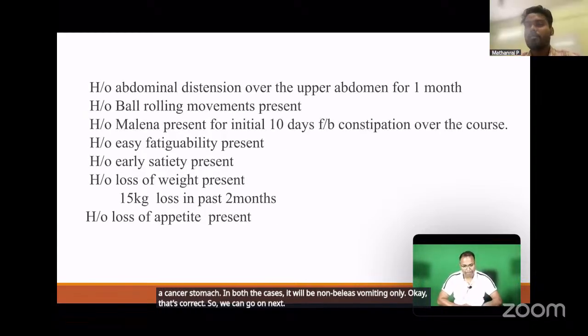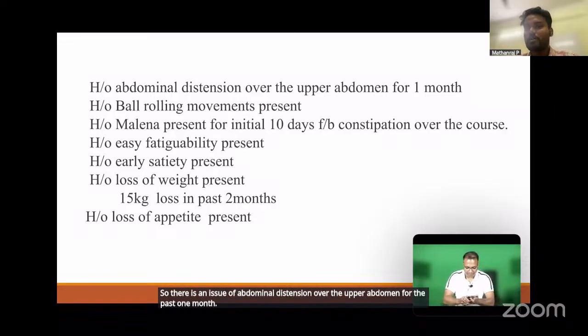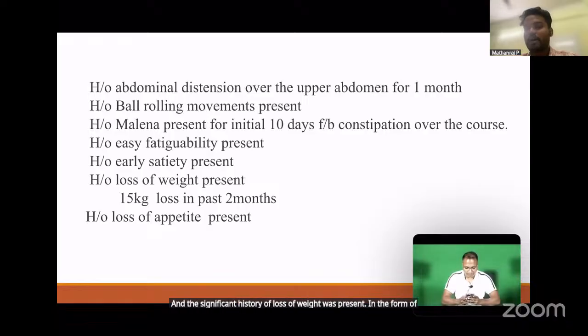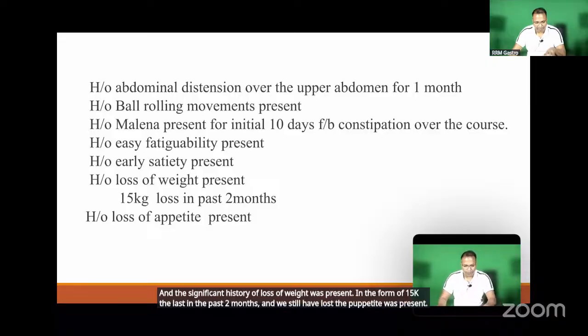So there is a history of abdominal distension over the upper abdomen for the past 1 month. History of ball rolling movements was present, and there was a history of melena present for the initial 10 days, followed by constipation over the course. There was history of easy fatigability and early satiety, and the significant history of loss of weight, 15 kg in the past 2 months, and history of loss of appetite was present. Okay, please wait.